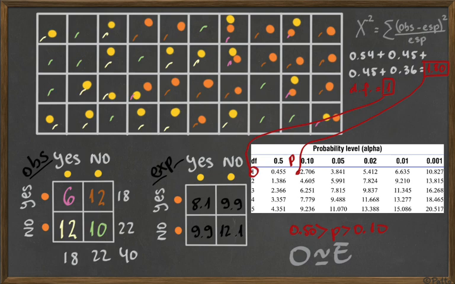So they have no association at all, because the chance I'm wrong when I say the observed is different to the expected is way too high, bigger than 10%. So I reject that hypothesis and I say the observed is similar to the expected.